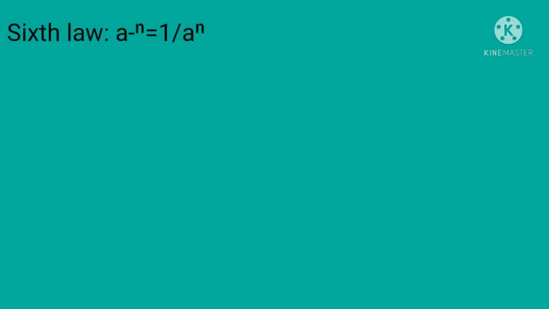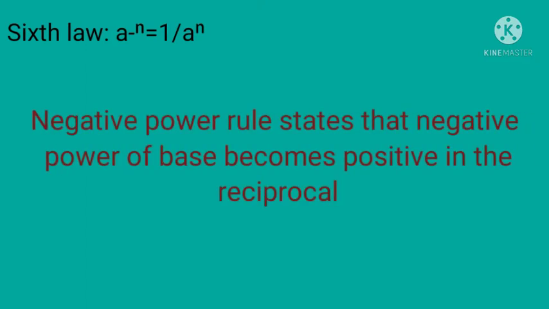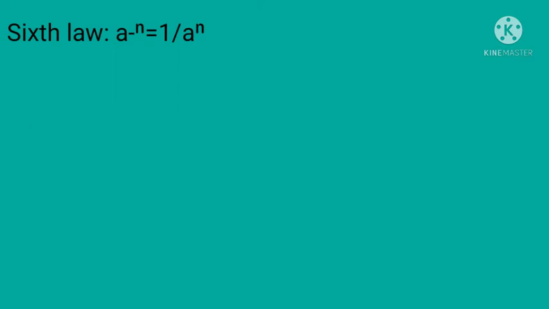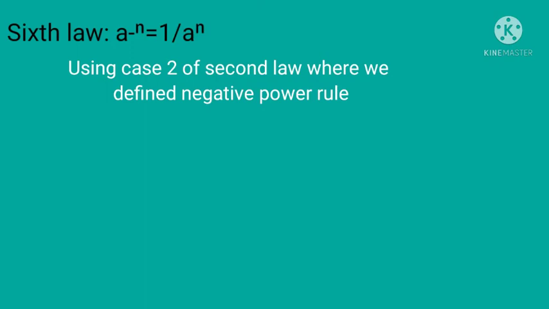Sixth law of exponents. A to the power minus n equals 1 over a to the power n. This is known as the negative power rule, and it states that a negative power of a base becomes positive in the reciprocal. That is, if we have a negative power, then by taking the reciprocal, the power becomes positive. Now, this law can be proved in two ways.